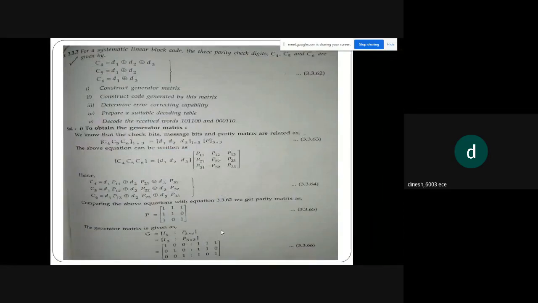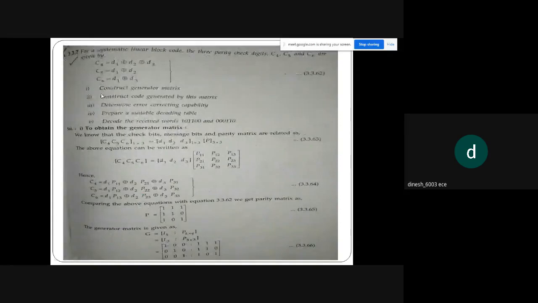So after determining P, we can easily find the G matrix, which is the first question, to obtain the generator matrix or construction of a generator matrix. The generator matrix is always [Ik : P]k×q. So K is 3, we had found. So the identity matrix is your I: 1, 0, 0, 0, 1, 0, 0, 0, 1. P, just now we had found, write it as it is. First row 1, 1, 1, second row 1, 1, 0, third row 1, 0, 1.